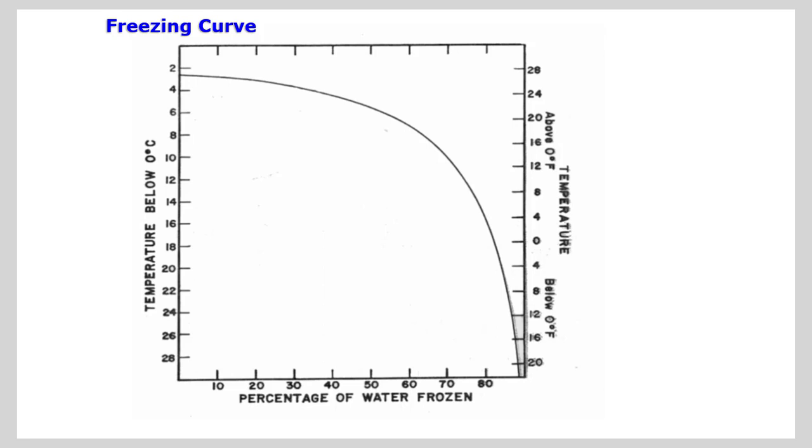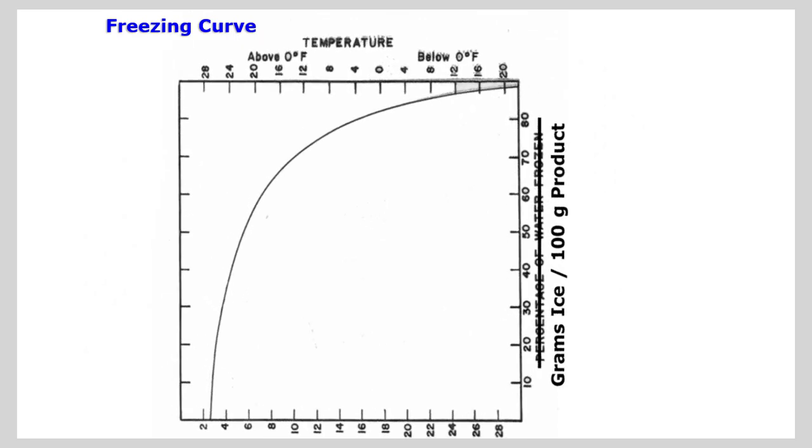We're going to change this freezing curve to make it easier to understand. First of all, we're going to get rid of percent of water frozen and change to grams of ice per 100 grams of product. This means we can compare frozen desserts even if they vary vastly in water content. Now we're going to spin the graph around so that temperature is on the horizontal axis and ice content is on the vertical. So it's easy to see now that as the temperature gets colder, there's an increase in ice content. And this is how the freezing curves will appear in TechWizard.